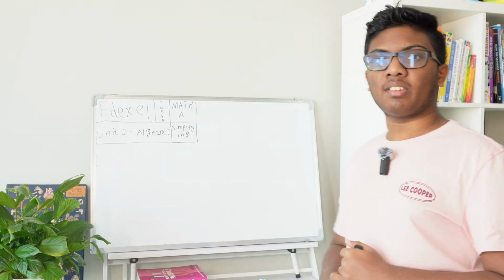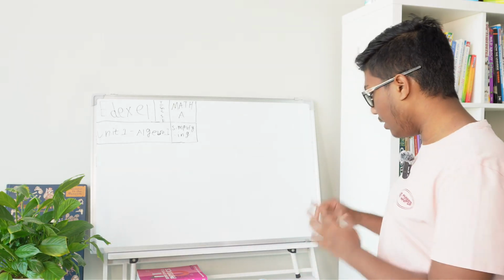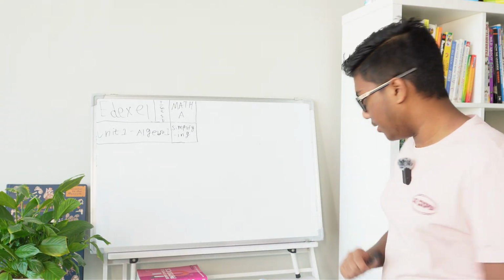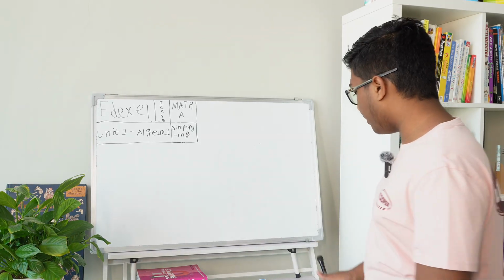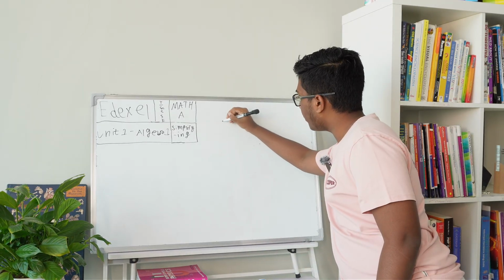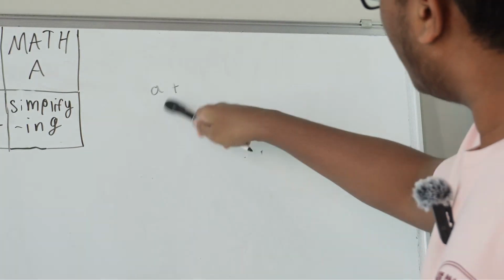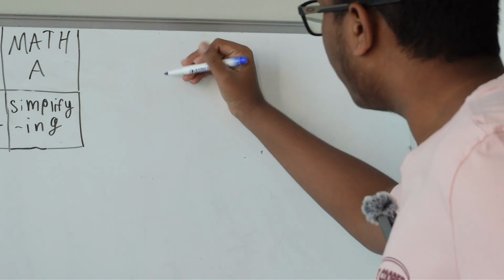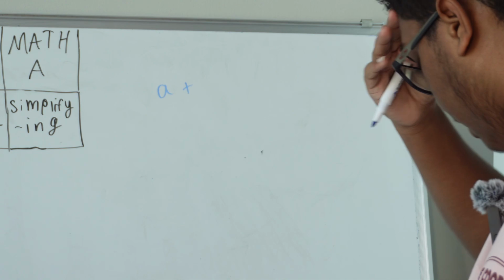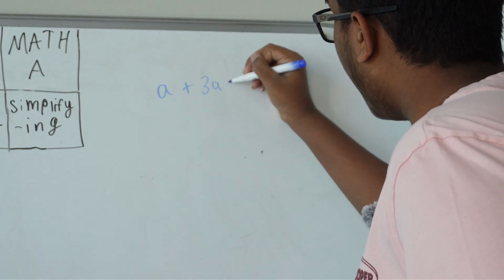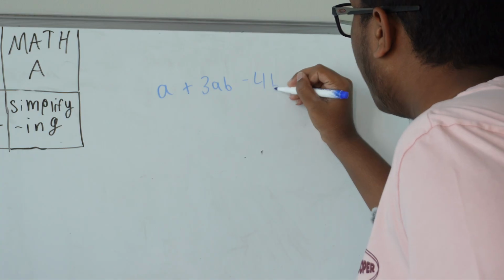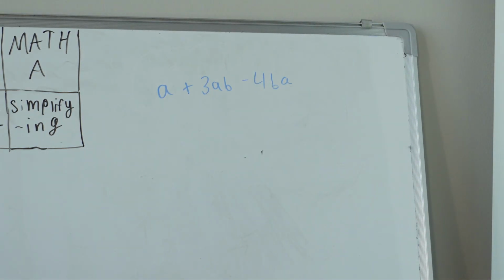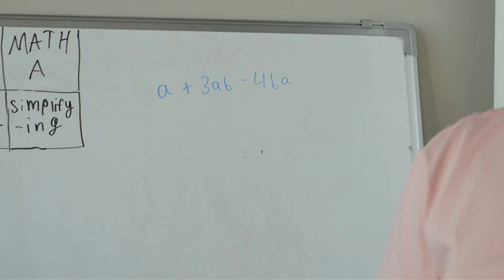Mind you, some formulas require multiple operations or multiple processes to be done to them before they can be simplified. Now let's move on to some practice problems. First of all, let's try to simplify a plus 3ab minus 4ba. Now, how would you simplify this?